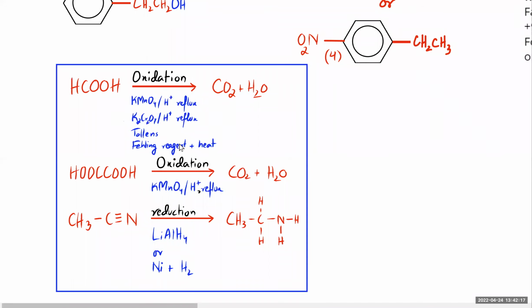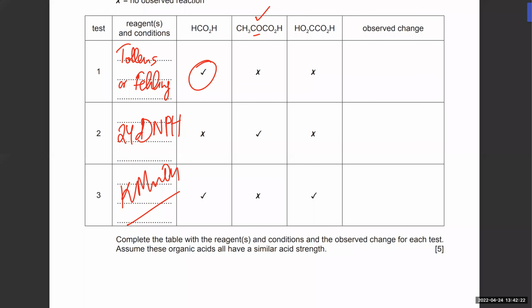Sir, but 2,4-DNPH के साथ तो methanoic the first one वो भी react नहीं करेगा. No, that's a carboxylic acid. 2,4-DNPH only reacts with aldehydes and ketones. But if it has C=O only, okay, if it has C=O and OH, then there's not going to be a reaction. That's a carboxylic acid.